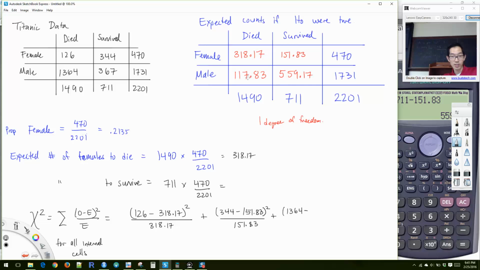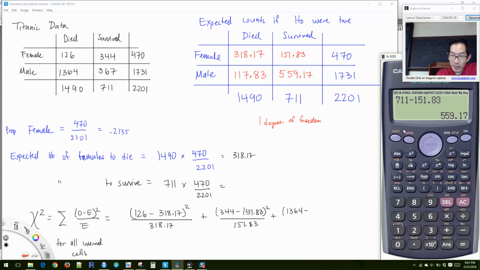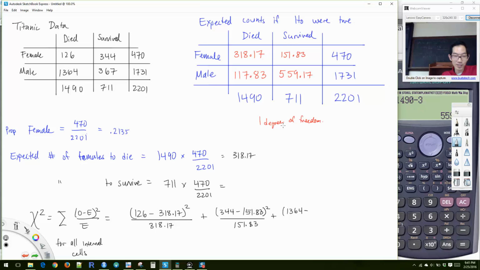Wait, I added something up wrong here. 1490 minus 1171. Something is wrong. Okay, so 1364 minus 1171. All right, so you do all of this. 367 minus 559.17 squared over 711.